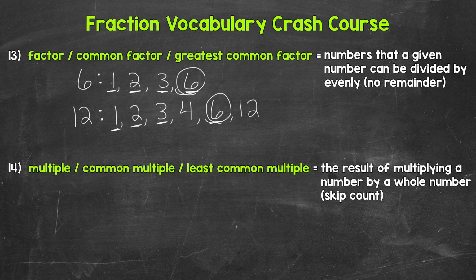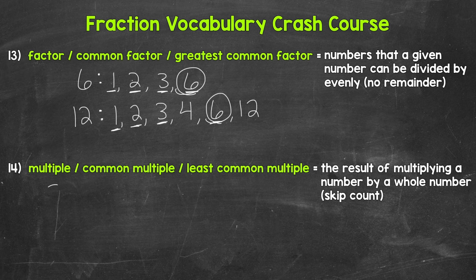Now you'll also hear greatest common factor called the GCF for short. We use factors, common factors, and greatest common factor when working with fractions. For example, when simplifying fractions. Let's move on to multiple, common multiple, and least common multiple. We'll start with multiple. Now, multiples are the result of multiplying a number by a whole number. And we can think of skip counting here.